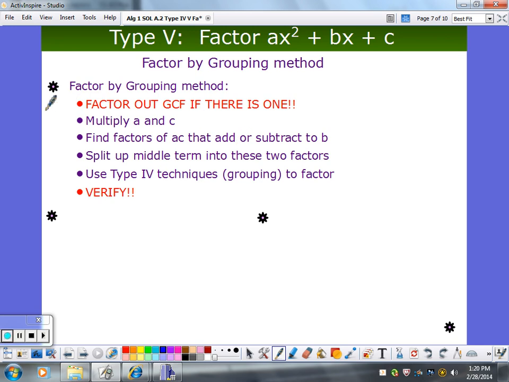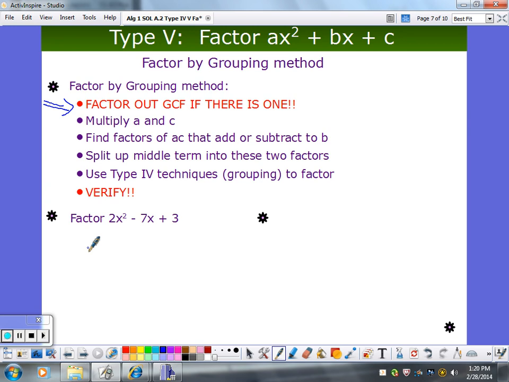Now you always, because this is number 1 on the flow chart, factor out a greatest common factor if there is one. Sometimes a type 5 is really a type 3 in disguise. After you factor, it turns out it's a type 3 because the a becomes a 1. So you always do that first, and plus it makes things easier. Now, let's say we've done that, and we have something that isn't factorable anymore.